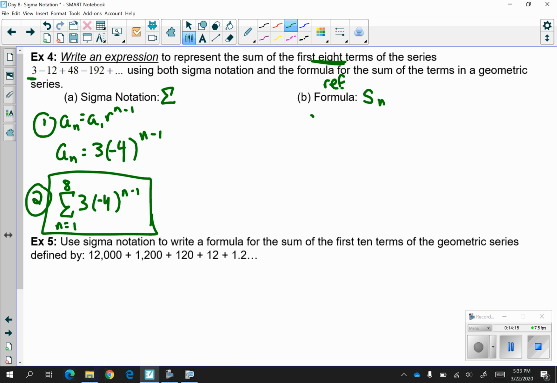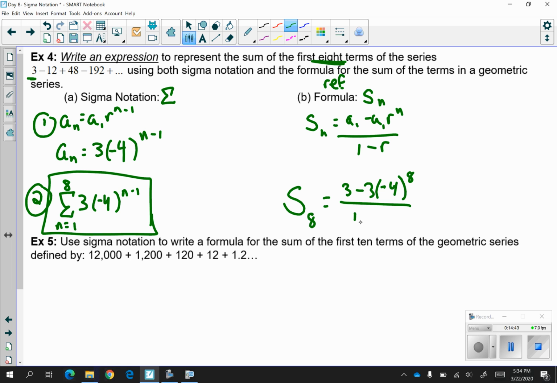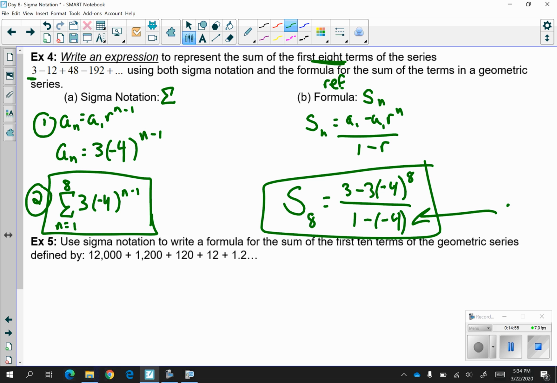The other one that's on your reference sheet, S sub n equals a sub 1 minus a sub 1 times r to the n over 1 minus r. We have the sum of your first 8 terms. My first term is 3. My common ratio is -4. n is 8 because of the 8 terms. And please make sure that in the bottom you are writing parentheses around the negative. This is correct, but if you really want to, you could have written the denominator as 1 plus 4, right? Because a double negative becomes positive.